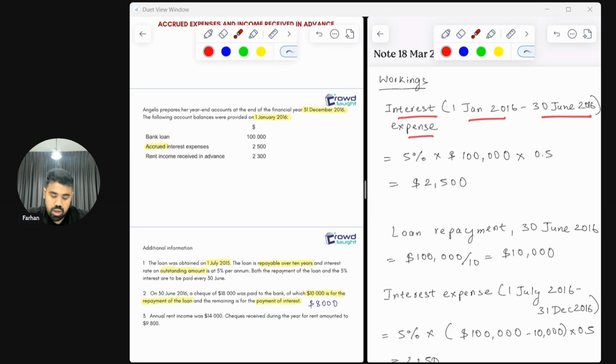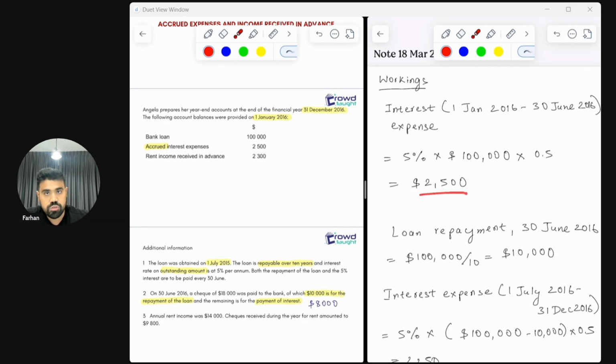We use the given rate of 5%, which is the annual rate, which is valid for the entire year or 12 months. And then we multiply it with the loan amount of $100,000. And then we further multiply it with 0.5. The reason we're multiplying here with 0.5 is because we know the 5% rate is for the entire year. So when we multiply with 0.5, this converts the 5% rate into a 6-month rate, which gives us the interest expense from 1 Jan 2016 until 30 June 2016. On that basis, the interest expense for the first 6 months, based on our calculations, is $2,500.